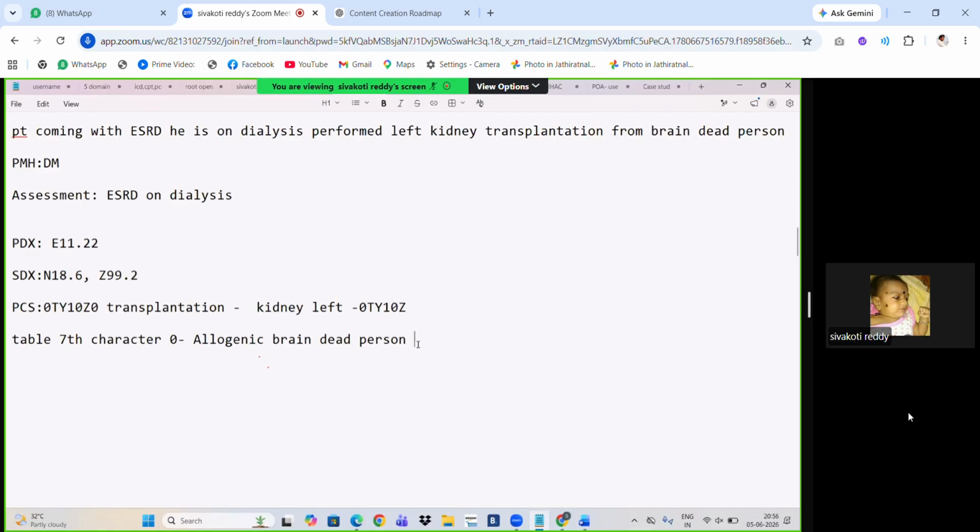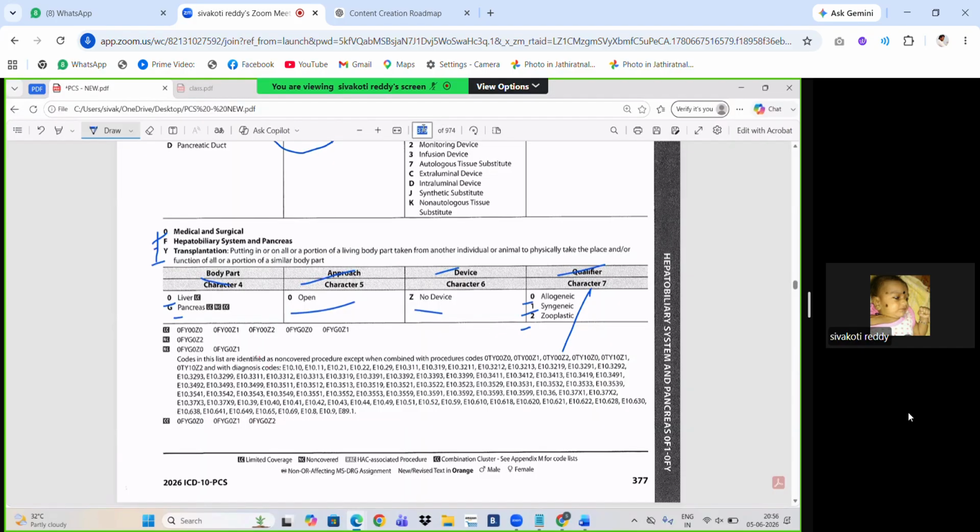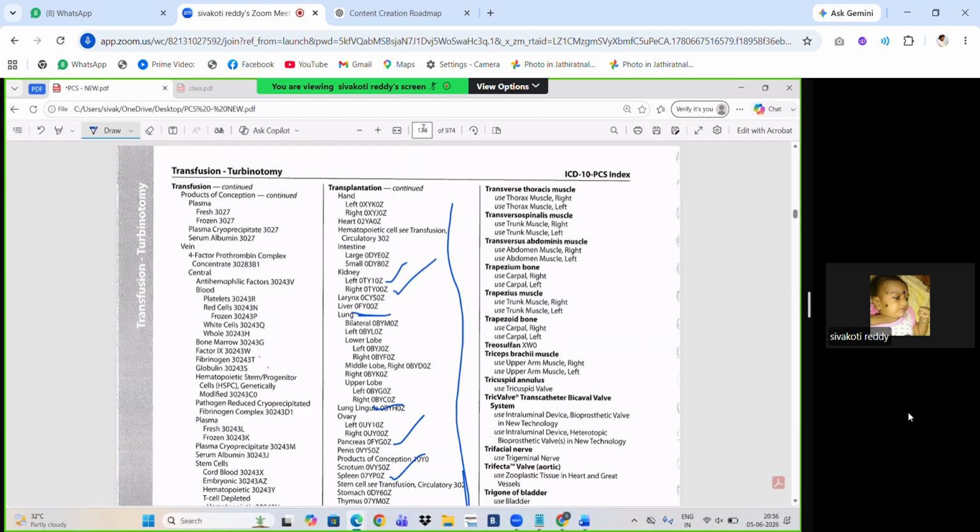This is the leading, guys. Go for the transplantation. How do you find the kidney? Same, you need to go for kidney left. 0TY10Z.